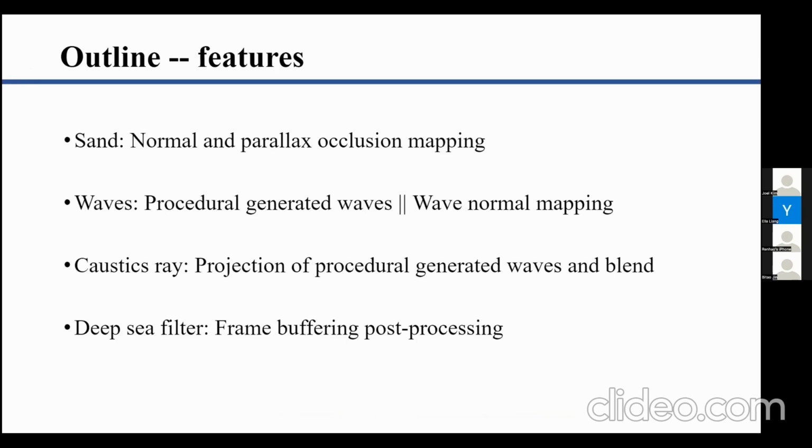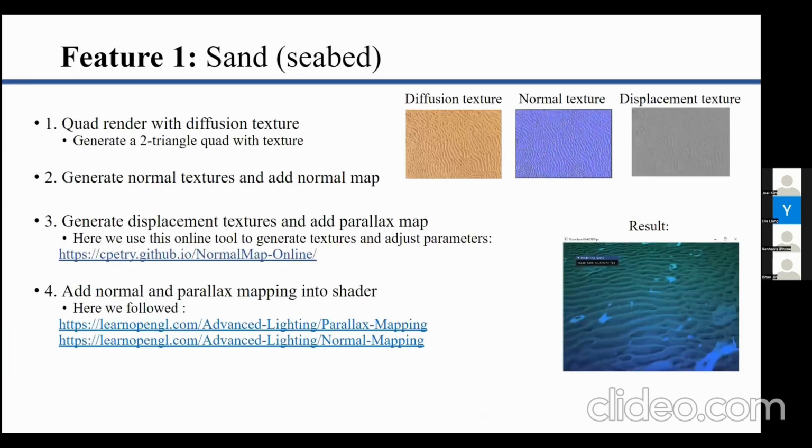So our render involves 4 key features. The sand floor is given artificial depth through parallax occlusion mapping, which is built off of normal mapping. Our first result depicts procedurally generated waves, and our second is generated from a set of normal maps. Caustic rays project lighting refracted through the waves onto the seafloor, and finally we apply a deep sea filter using a frame buffer in post-processing.